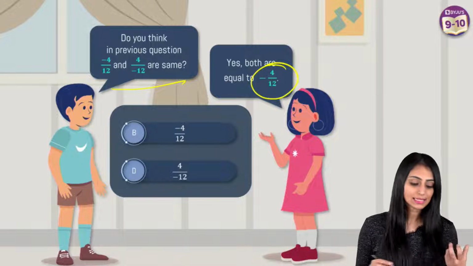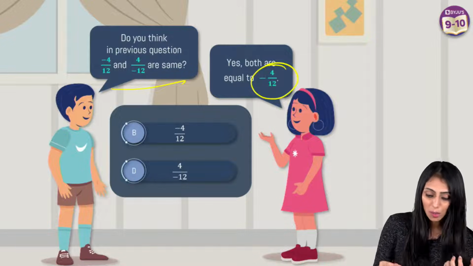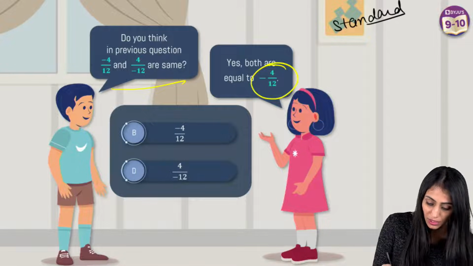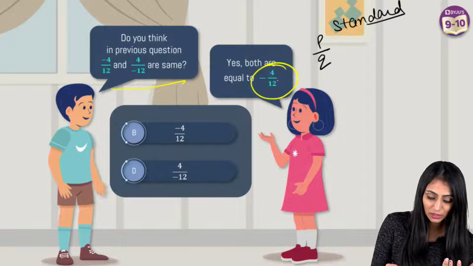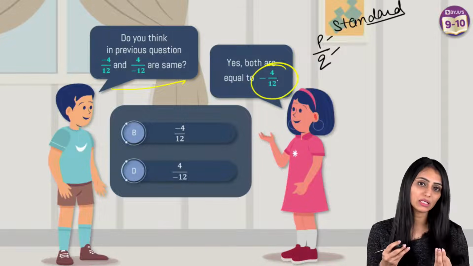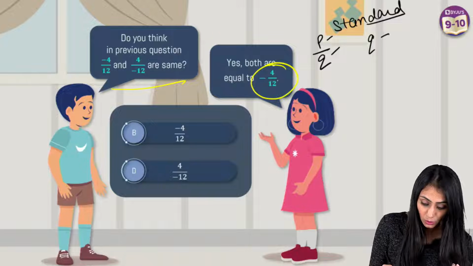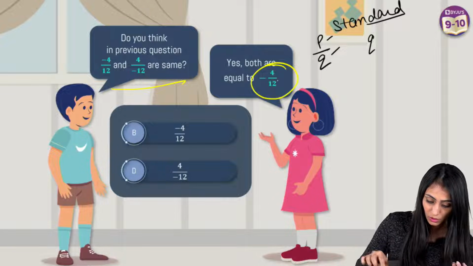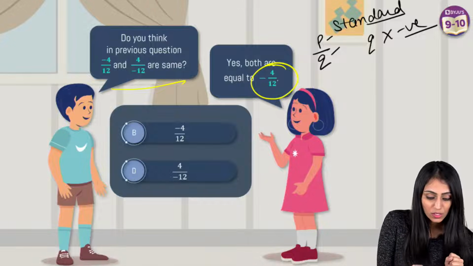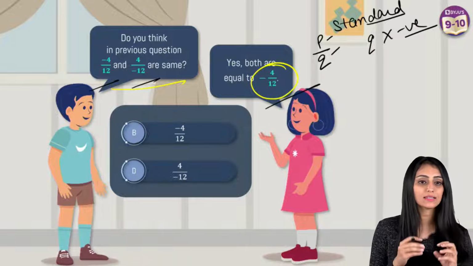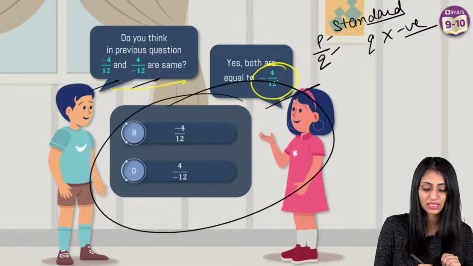Now that we are talking about the standard form of a rational number, what does the standard form say? Standard form says that there should be nothing common between P and Q, meaning nothing common between the numerator and denominator, and the denominator Q should not be negative. So minus 4 by 12 and 4 by minus 12 can both be written as minus 4 by 12. Both of these represent the same thing.